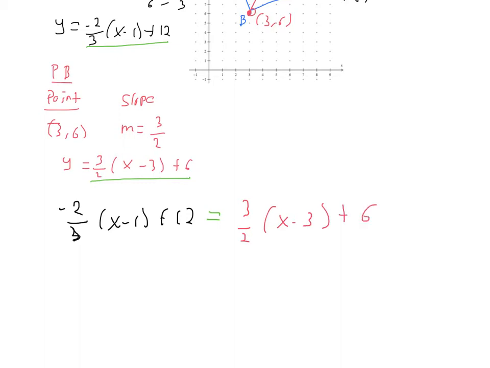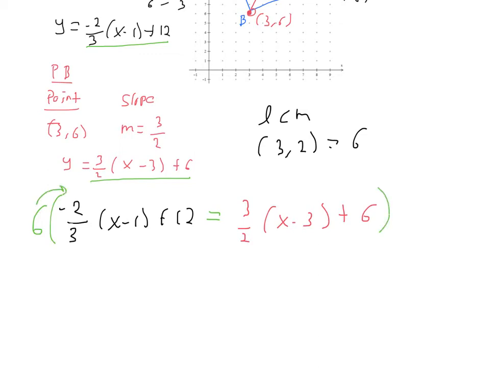Okay, so now there are these fractions, and there's no right or wrong way to do this. We can distribute through now and solve. But I think it's easier to get rid of these fractions. So I look at my denominator of 3 and my denominator of 2, and the least common multiple between 3 and 2 is equal to 6. So let's multiply everything by 6.